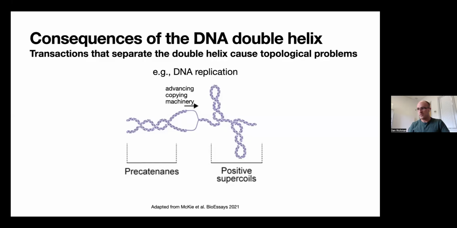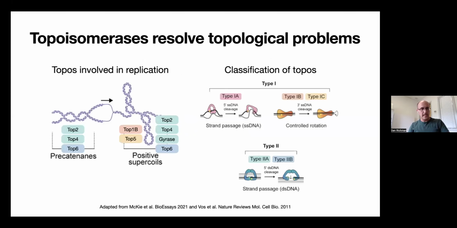It affects all organisms on Earth, and all organisms on Earth have a set of enzymes called topoisomerases to deal with these problems. On the left side, I've named a bunch of the topoisomerases from various organisms that work on the problems that arise in replication, for example. On the right side, I show how they're classified. Mercifully, the classification scheme is pretty easy to remember.